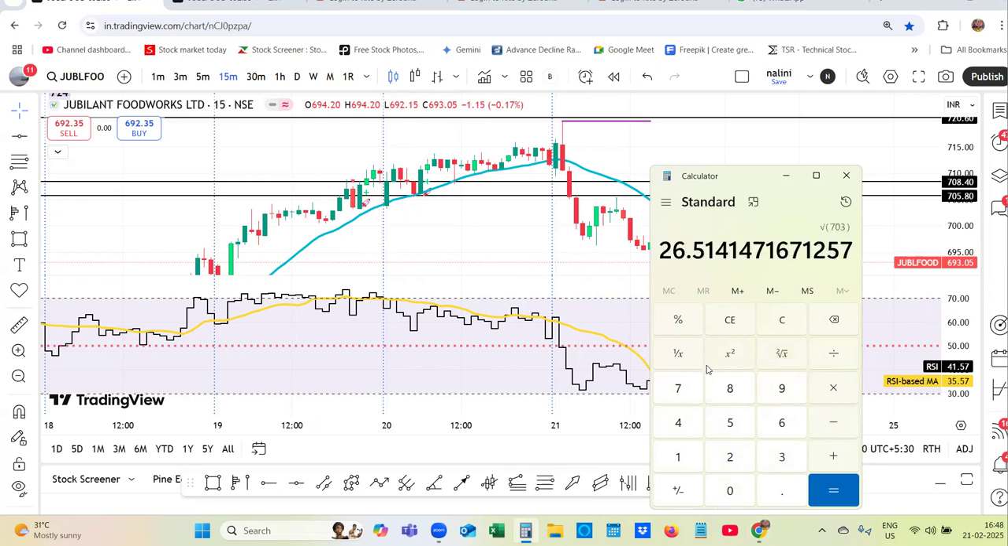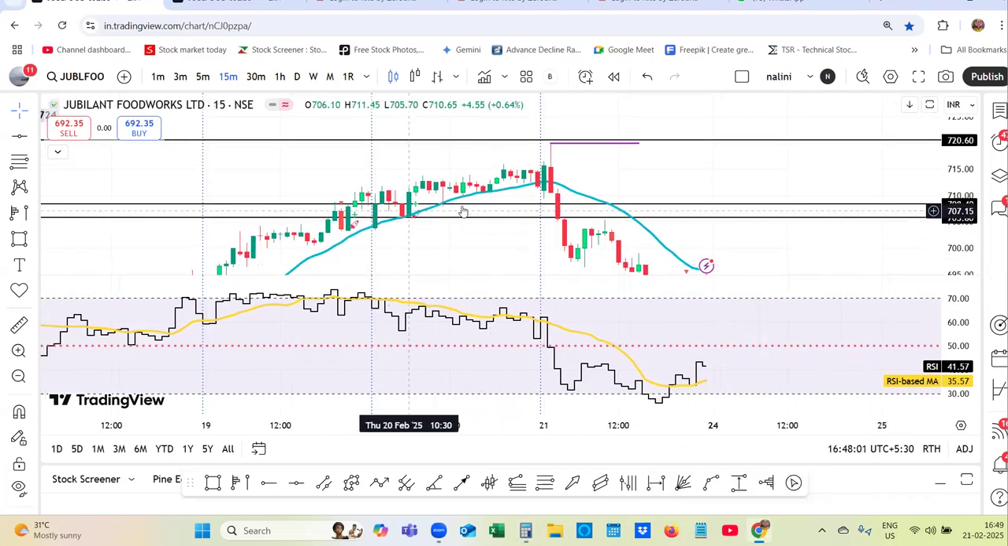703 square root, and then I am adding 0.618 is equal to 27.13. Let me square it off. It is giving 736. So it is giving 736. It did not go up to that level.